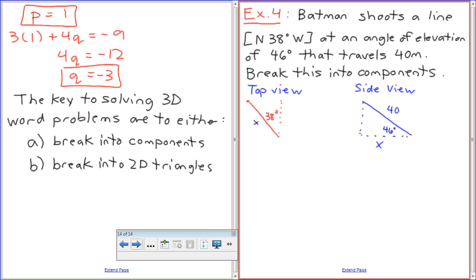So what we're going to do is use some trig. I'm going to say let X be the connected side.